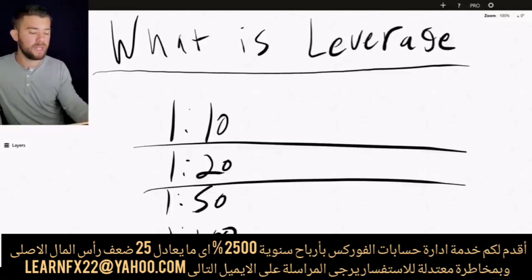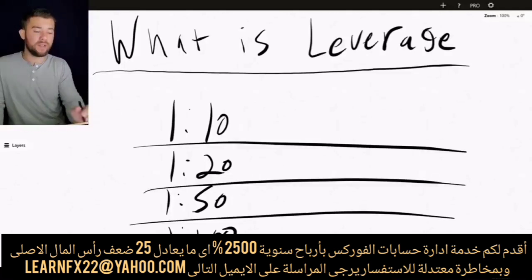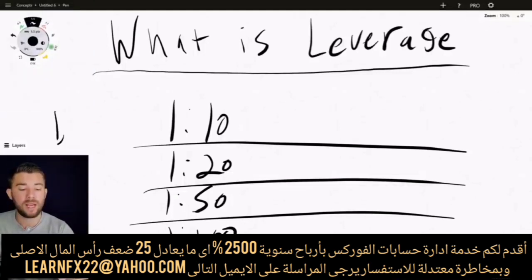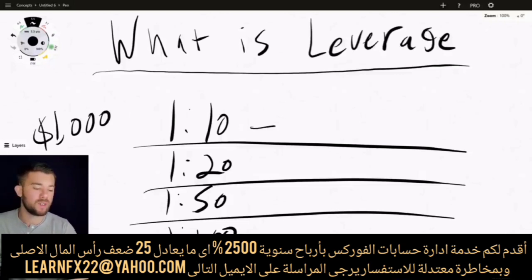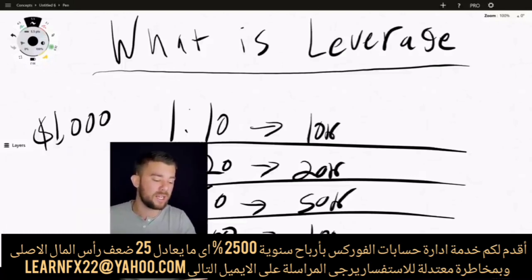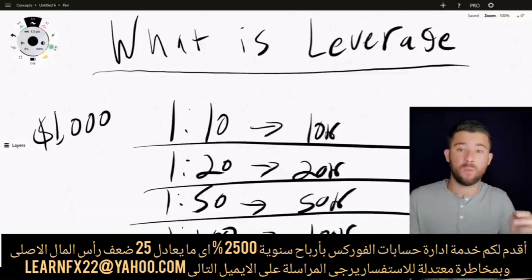Now, each of these means that you have your account times the leverage you get in buying power. So let's say you have a $1,000 account. Just to make math super simple, that means with 1 to 10 leverage, you have 10K buying power. 1 to 20, you have 20K buying power. This is self-explanatory, but I'm going to write it down anyway. 50K buying power at 1 to 50, and 100K buying power at 1 to 100.